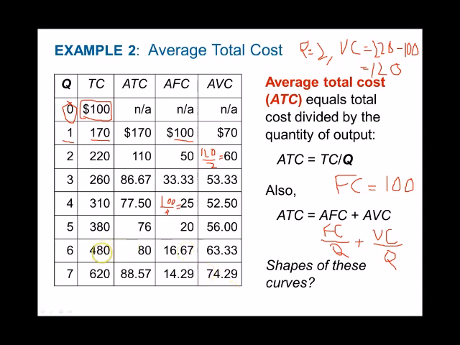So let's use this example. Total cost is 480. So my fixed cost is 100. Therefore, variable cost for this example must be 380. So if it's 380, then the average variable cost, AVC, is 380 divided by 6, because we're producing 6 units, which comes out to be 63.3.